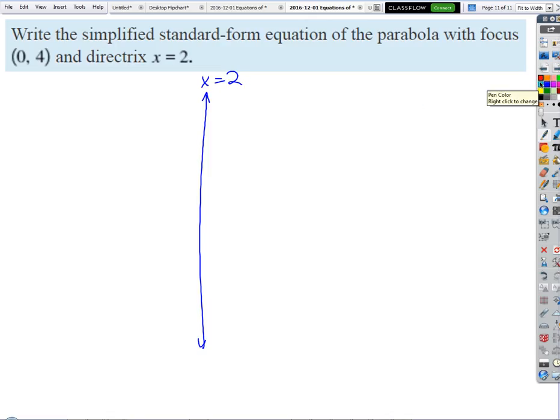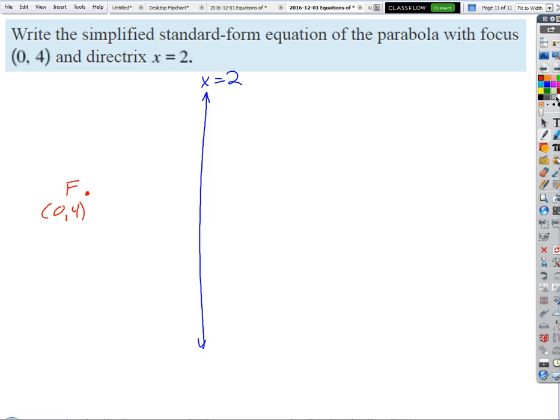Where does the focus at point (0, 4) go? Left or right of the directrix? Right? It's on the line. It's going to be left, isn't it? That's an x value of 2, and that's an x value of 0. So it's going to go over here. So we got the point (0, 4) for our focus.